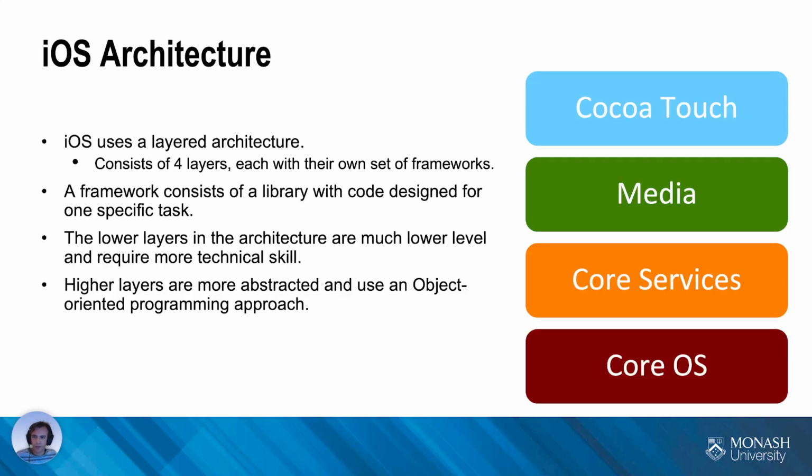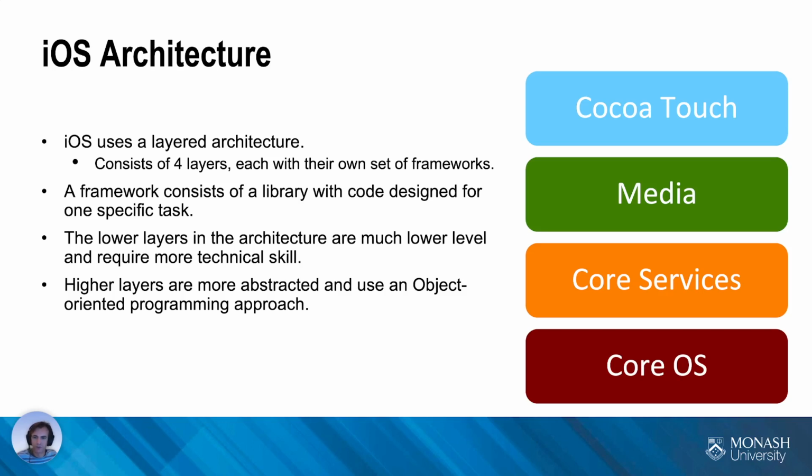So I want to talk about the architecture of iOS a little bit. It's a layered architecture. There's really 4 layers to it that consist of frameworks that operate at different levels. The lower levels, we're not going to be dealing with so much. This is things like the core operating system, services layer that sits on top of it, a media layer that's built on top of the services, and then ultimately Cocoa Touch, which is the highest level. And obviously, as this suggests, the higher levels are more abstract.